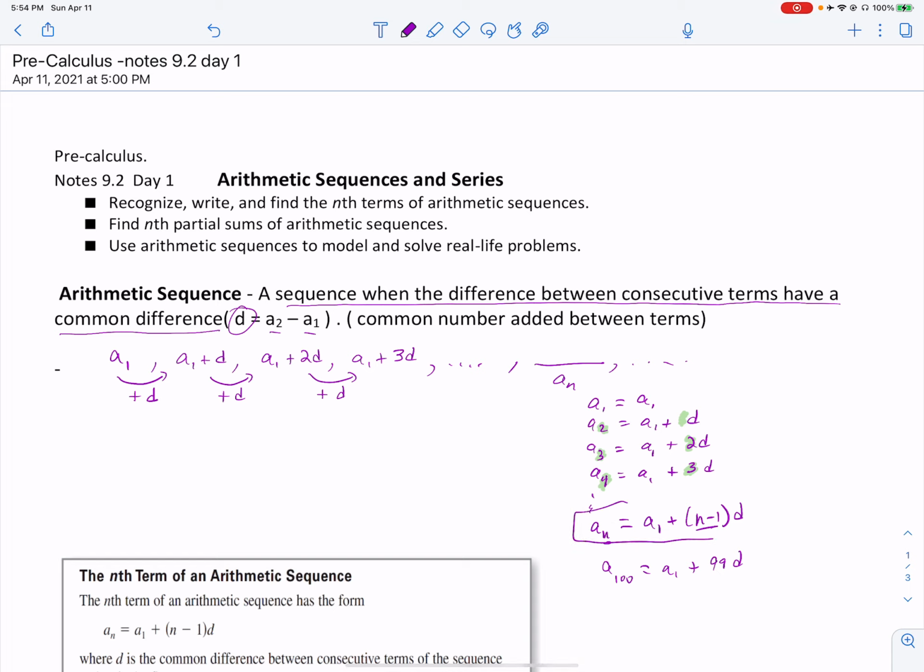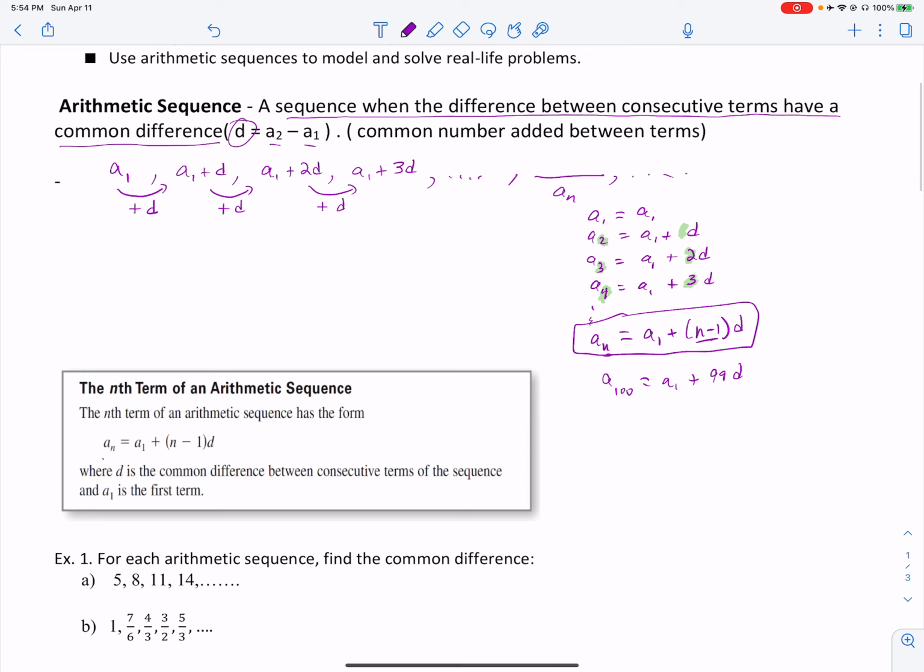And so this right here is known as the rule, the general term of an arithmetic sequence. And that's what we've created. A sub n is the first term, a sub 1, plus n minus 1 times the common difference. And so this is the rule to get the nth term.